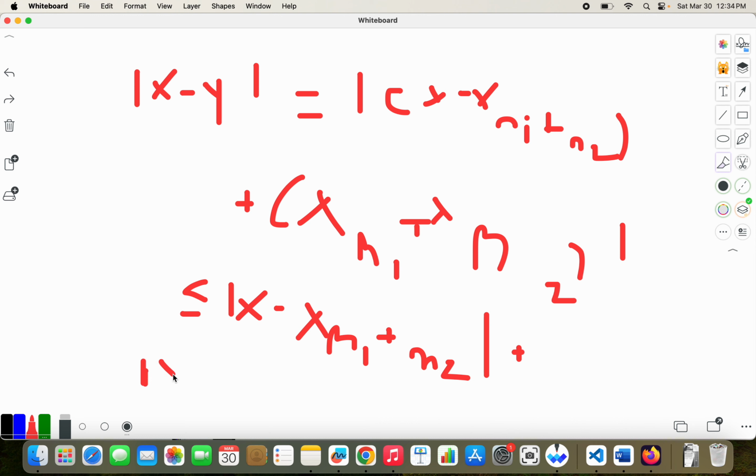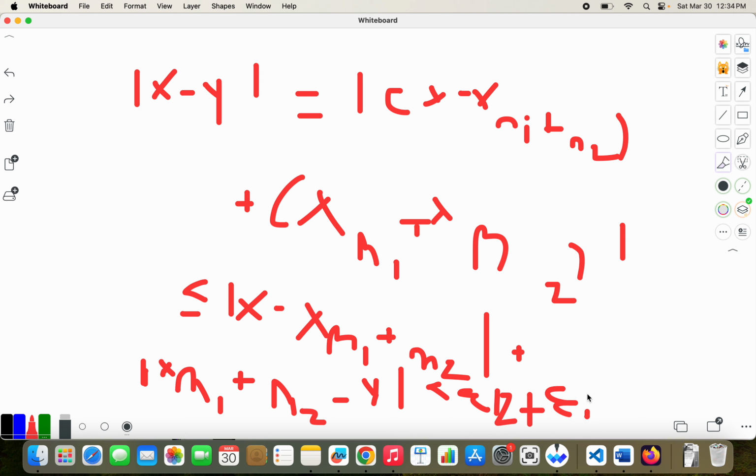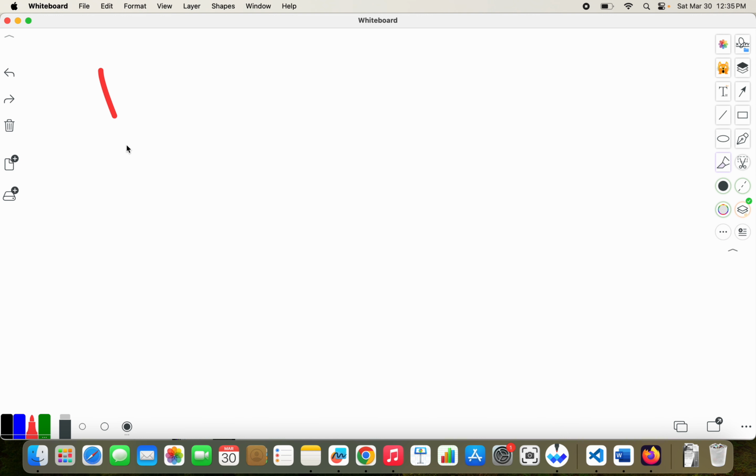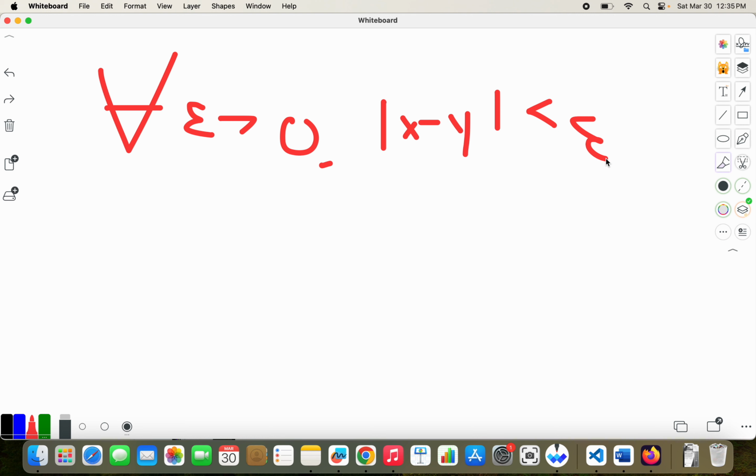and you see how annoying absolute value just gets. You have to write it so many times. Which is less than epsilon over 2 plus epsilon over 2, which is less than epsilon. Thus, this is very annoying, for every epsilon greater than 0. |x minus y| is less than epsilon, which means x minus y is 0. Since epsilon is like the smallest thing, the infinitesimal greater than 0, this means x equals y.